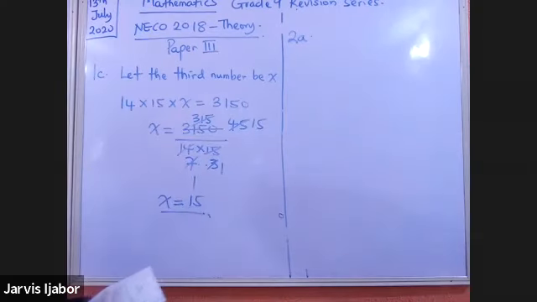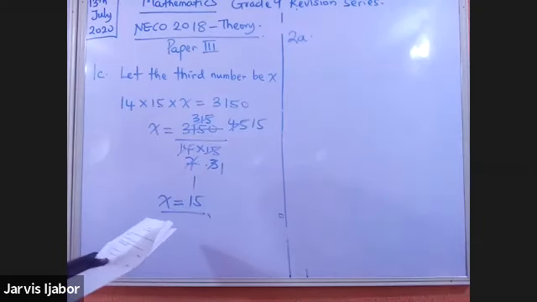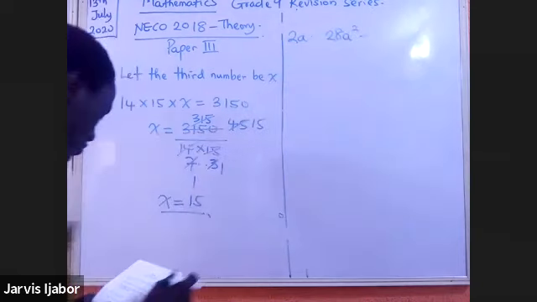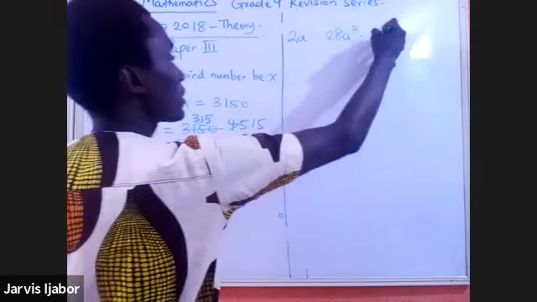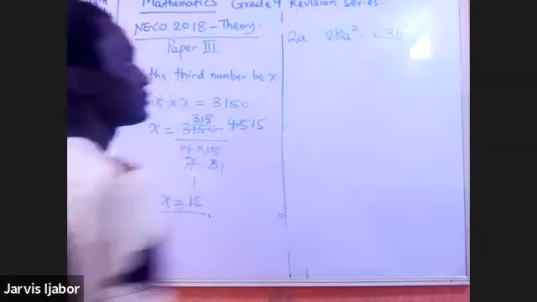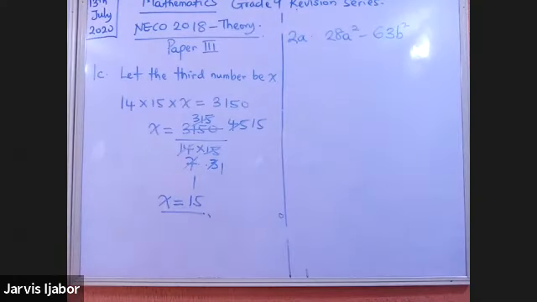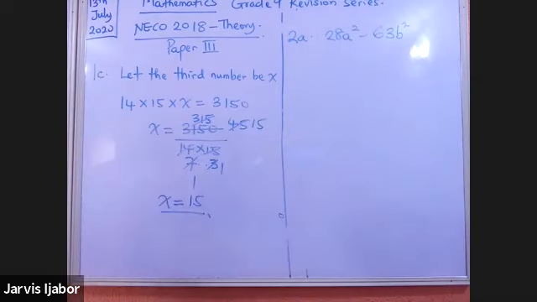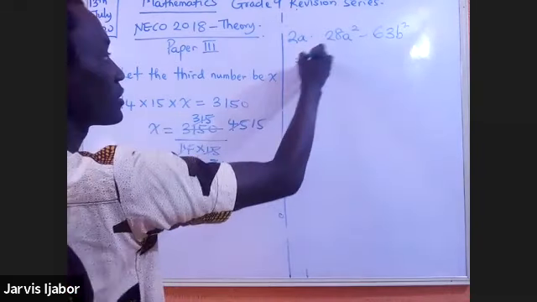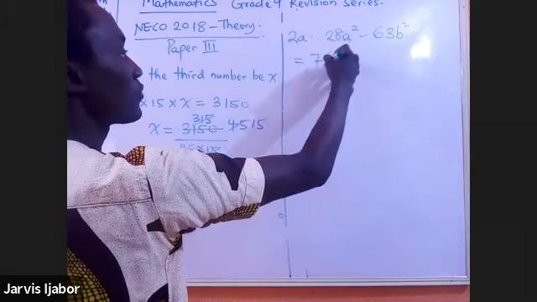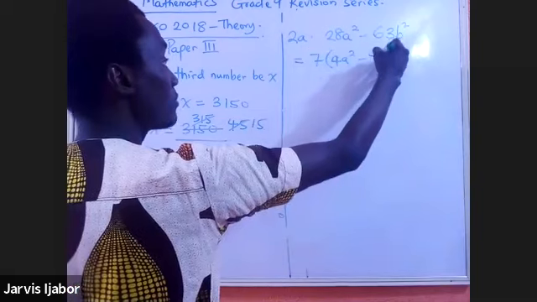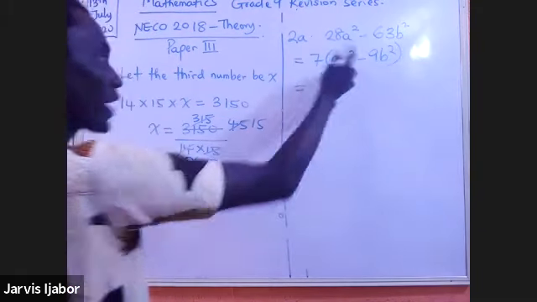In question 2a, it says factorize 28a squared minus 63b squared. If you look at that number closely, you discover that 7 can divide both. So you have 7 into 4a squared minus 9b squared. Look at the number very well again.